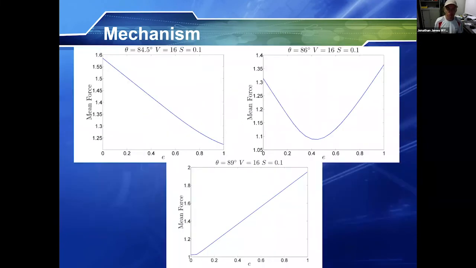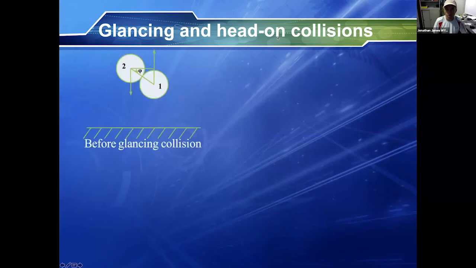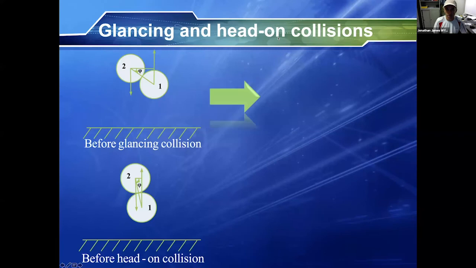Now let's return to the other topic, which is the mean force, how does it depend on the coefficient of restitution? Why does it sometimes decrease? Why does it sometimes increase? And why can it sometimes be non-monotonic? Well, I'm going to introduce the concept of what are called glancing and head-on collisions.